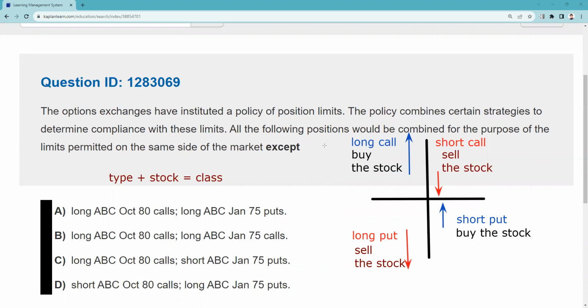C, long 80 calls and short 75 puts. So I have a choice to buy the ABC at 80, and an obligation to buy at 75. Indeed, that is the same side of the market. D, short ABC October 80 calls. That's an obligation to sell ABC, and long ABC 75 puts is a choice to sell. So again, sell. That is the bearish or sell side. So the only one here that is not on the same side of the market is choice A, and choice A is indeed our answer.